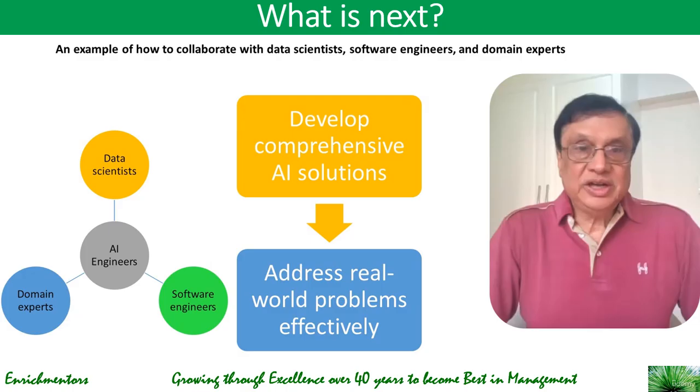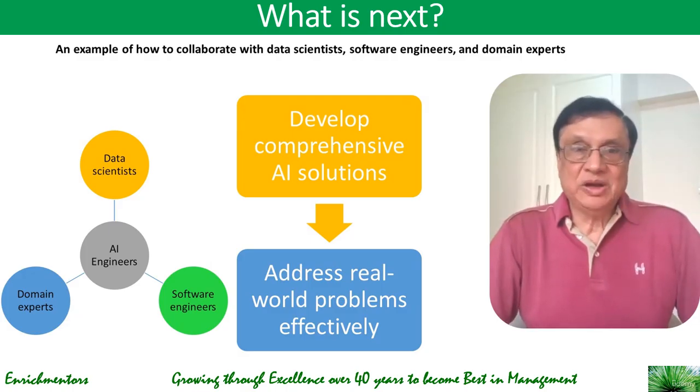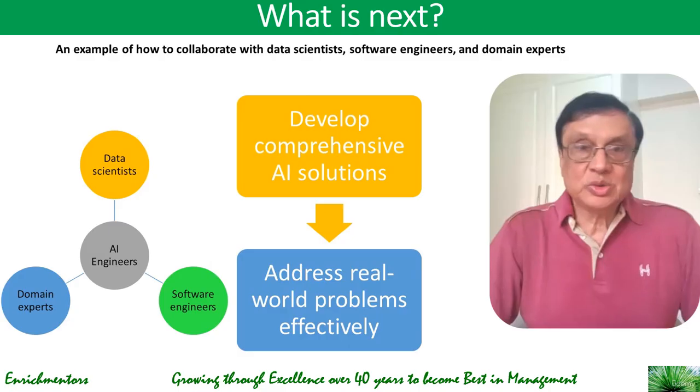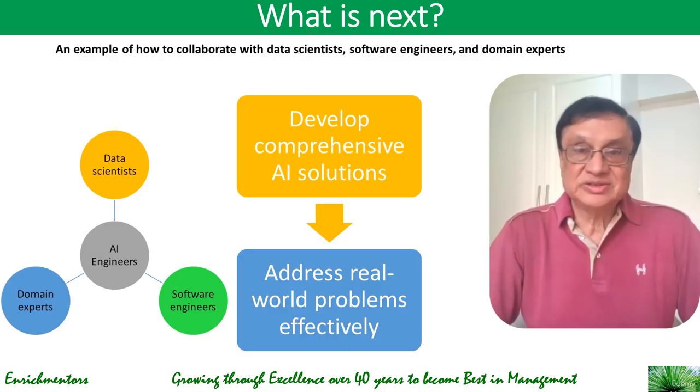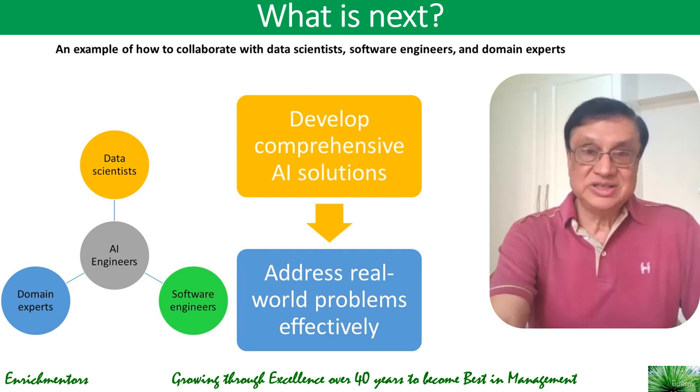So having looked at how to collaborate, what do we do next? We will now look at an example of how a team works together, the team consisting of data scientists, AI engineers, software engineers, and domain experts, led by, obviously, the AI engineer, and how they worked together and collaborated is the example that we will take you through in the next lecture.